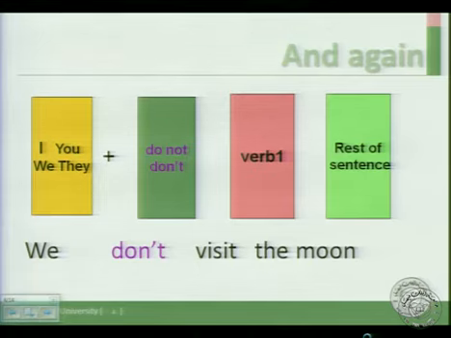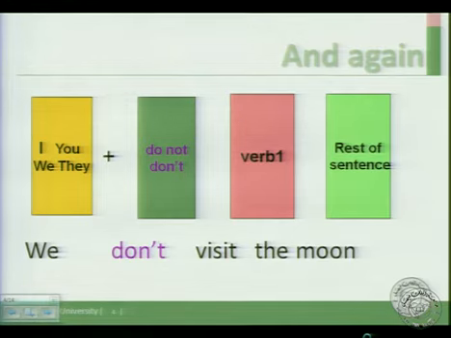So let's continue with the structure of the simple present. If we have I, you, we, they, we have do not or don't. What's the difference between do not and don't? Don't is usually used in spoken language. When we speak, we say we don't, I don't, they don't, you don't.